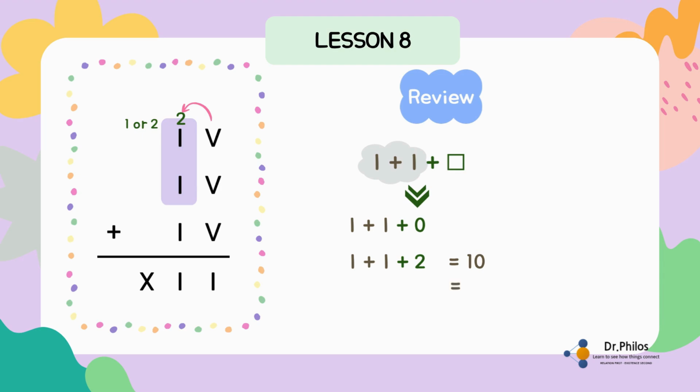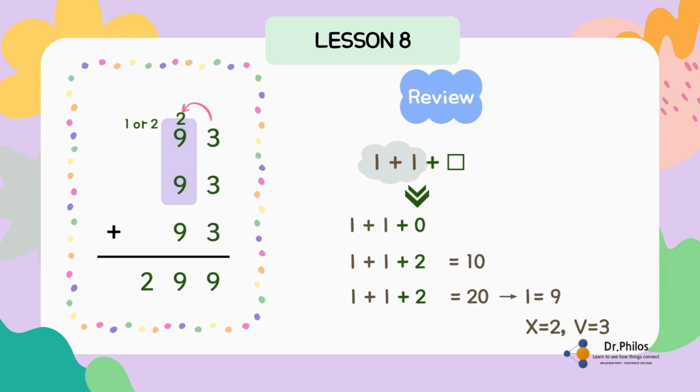It could also be 20. If I plus I plus 2 equals 20, I should have also checked when I is 9. What happens if I is 9? If I is 9, x is 2 and v is 3. But if v is 3, there is no carryover from the ones place. We started with a carryover of 2, but it didn't even happen. So, I equals 9, I'll cross this out.